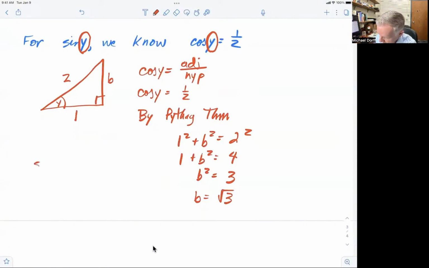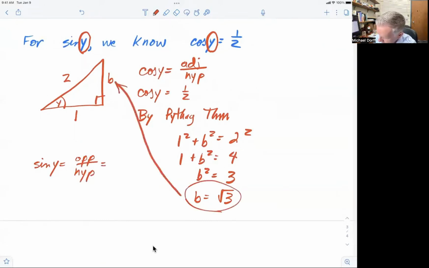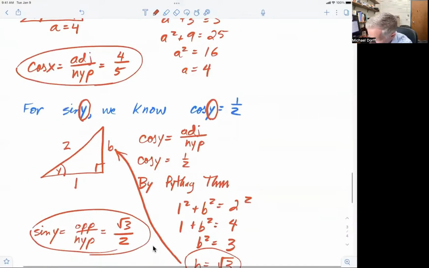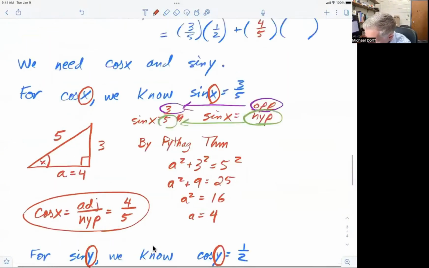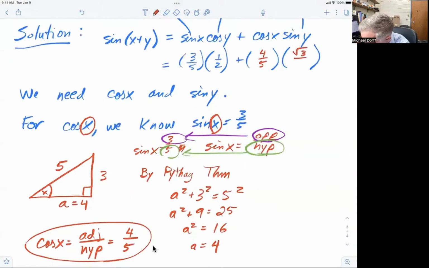So then we're trying to figure out what sine y is, which is opposite over hypotenuse. And we saw that the opposite side now here is square root of 3, and the hypotenuse is 2. So we get that number there. So we're going to go back and plug this in. We have square root of 3 over 2.